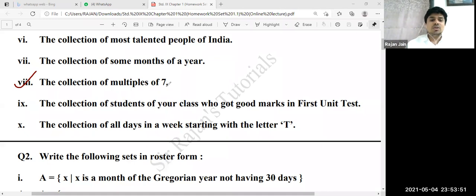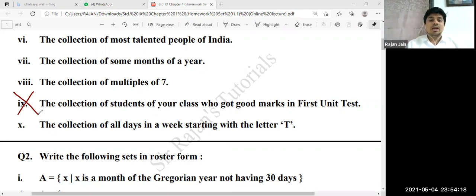Then, a collection of students of your class who got good marks in the first unit test. Again over here, it is not written marks above 15 or above 16 or above 17 or 20 on 20, nothing like that is written. So good marks is a relative term. So you say that this collection is not a set.